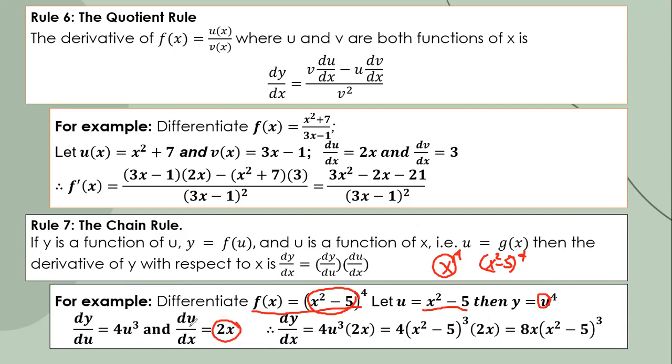Ano tong 2x or yung du over dx? That is the derivative of the yung nasa loob ng parenthesis. Multiplying each, 4 times u cubed times 2x. So we have 4 times x squared minus 5 raised to 3 multiply to 2x. So para di tayo malito, ito ay yung 4u cubed. So that is the derivative of y with respect to u.